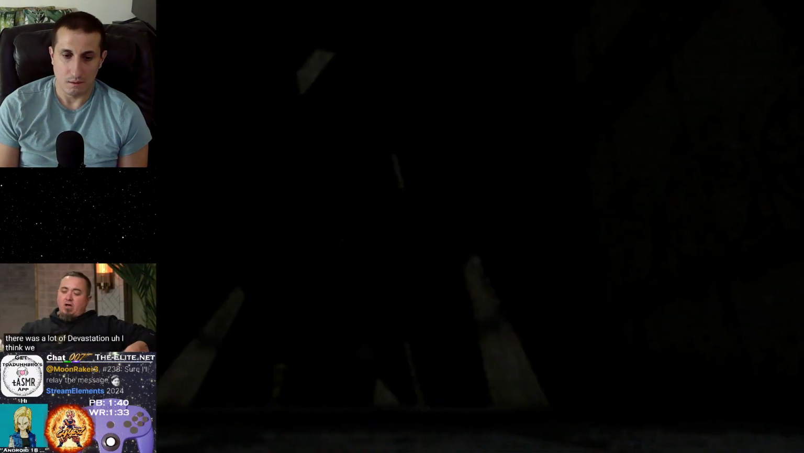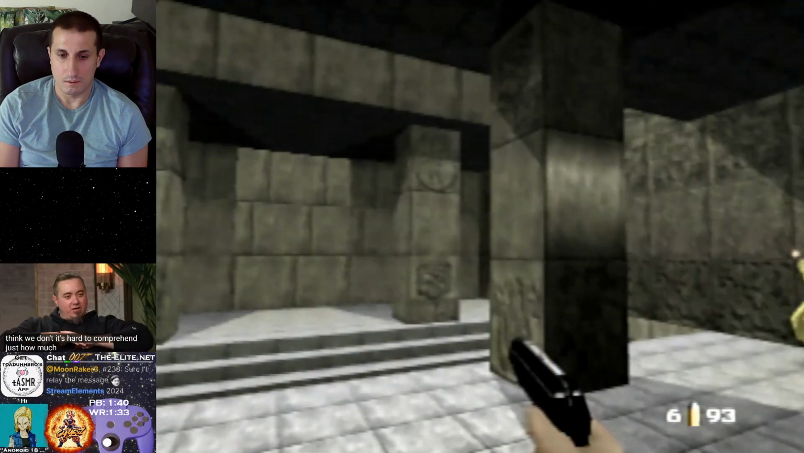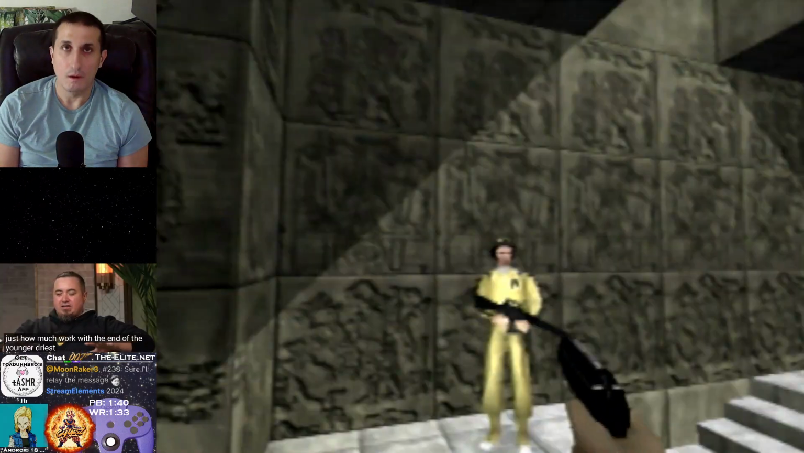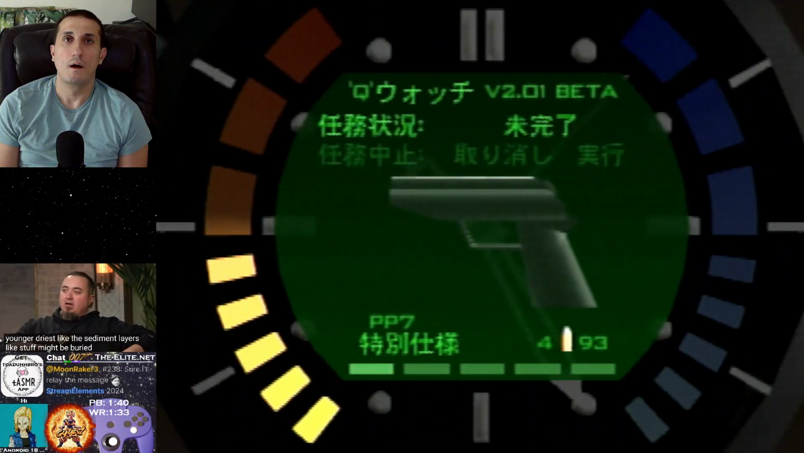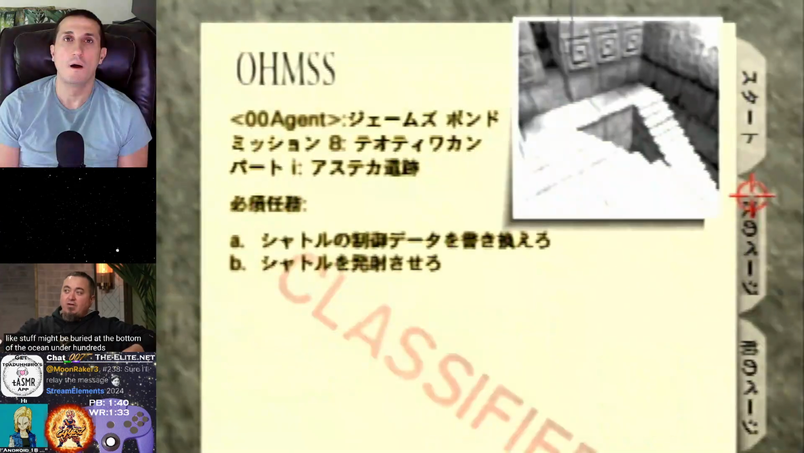I think it's hard to comprehend just how much, with the end of the Younger Dryas, the sediment layers. Stuff might be buried at the bottom of the ocean under hundreds of feet of water, but under 200 feet of sediment as well.